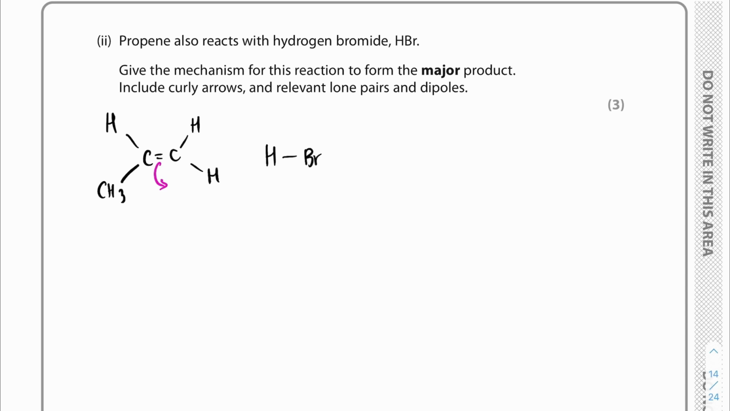HBr has a partially positive side and a partially negative side. And what happens to its electrons? They go to the negative side. So this goes on to form an intermediate. It opens up the double bond. The CH3 stays where it is. We have opened up the double bond, and also, which is very significant, we have a positive charge here.